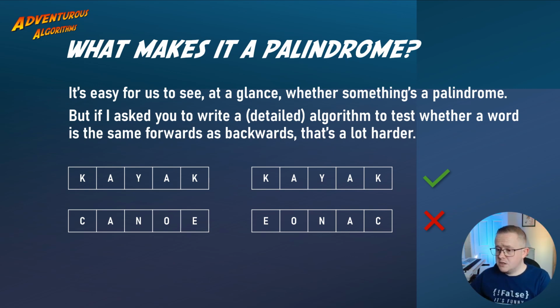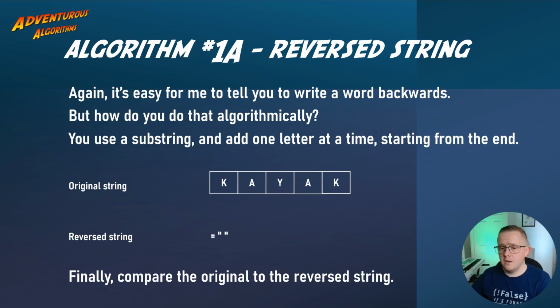For some really short words like Bob, you possibly just do it at a glance, so you don't consciously think about it. But if I asked you to write an algorithm that was going to do this, that's probably going to be a lot more difficult. How are we going to do that? Well, the first couple of algorithms, or variations on an algorithm that I'm showing you, is just how you reverse something without using a built-in method to do it.